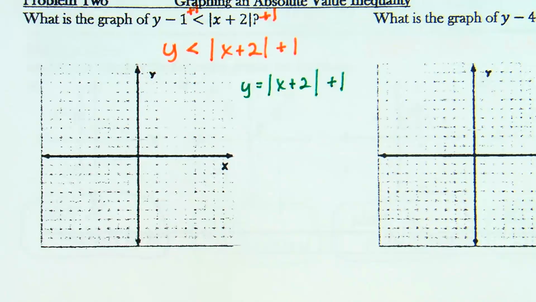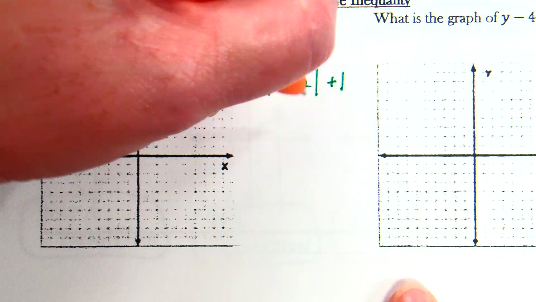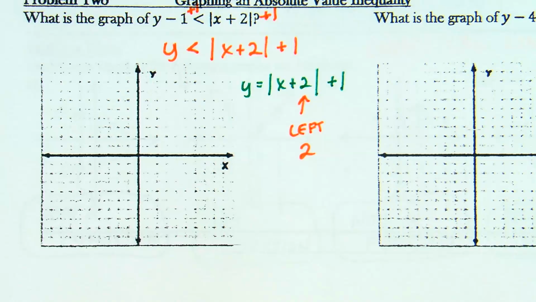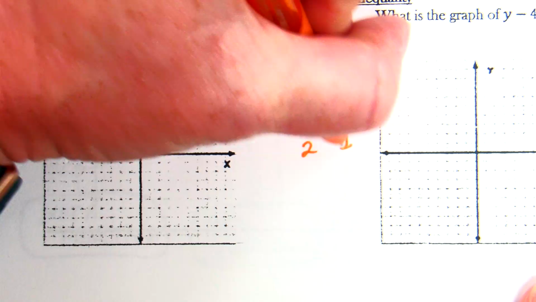Where is this absolute value V going? I like it. Left 2. Why is it going left 2? When it's in the absolute value, we're going to go left or right, opposite the sign. So a plus 2 is going to take me left 2. The number at the end of the graph is up or down the direction of the sign, so it's going to go up 1. It sounds familiar, right?